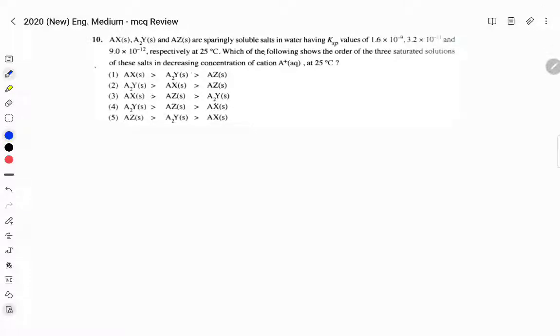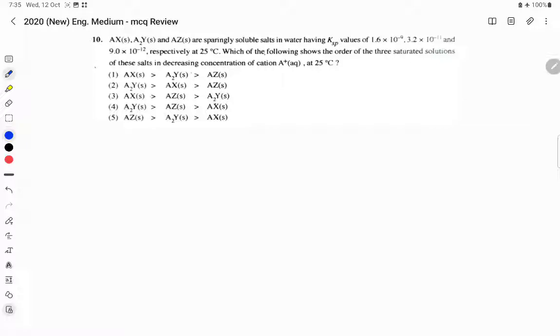10th question. AX, A2Y and AZ are sparingly soluble salts in water having Ksp values of 1.6 × 10^-9, 3.2 × 10^-11 and 9 × 10^-12 respectively at 25 degrees Celsius. Which of the following shows the order of the three saturated solutions of these salts in decreasing concentration of cation A+ at 25 degrees Celsius?